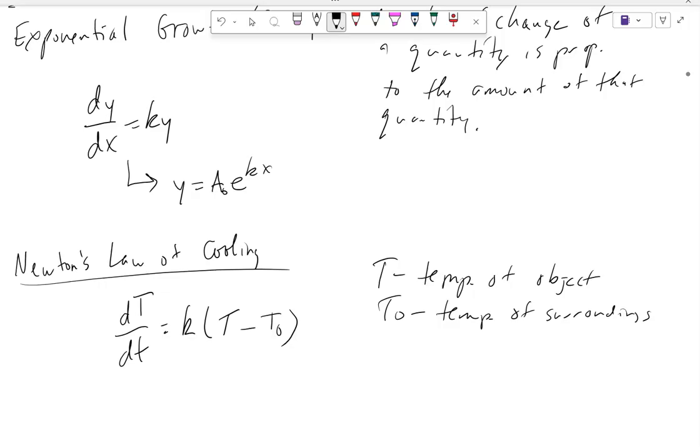And again, it makes sense that it's that proportional idea to it, right? If the difference in the temperatures is large, then the change in the temperature of the object should be faster than if they're closer together. Doesn't that look like exponential growth or decay? It's just shifted, right? So same kind of idea.